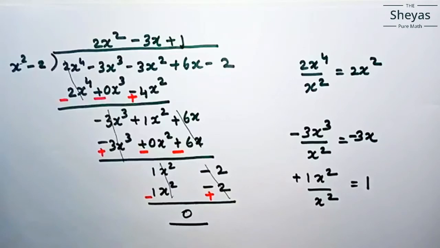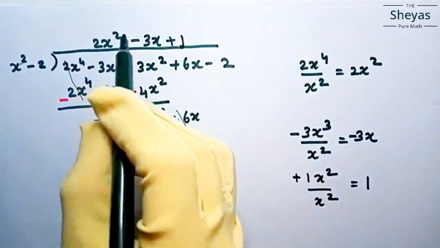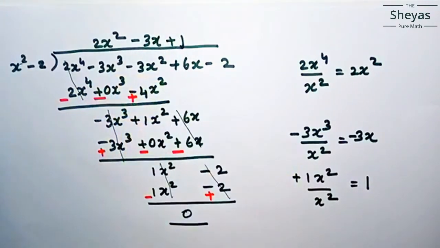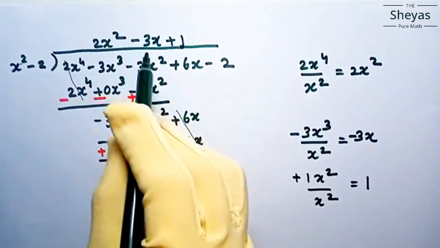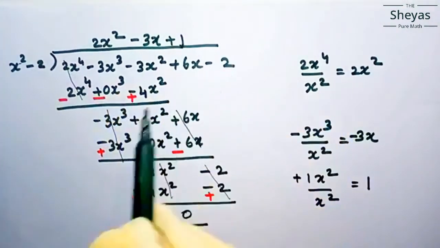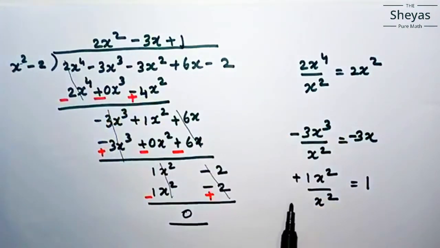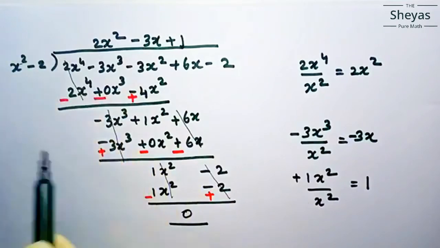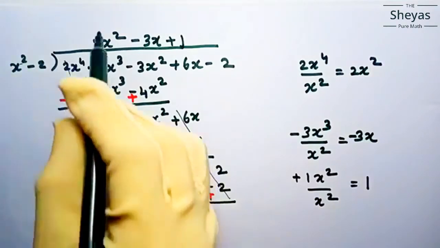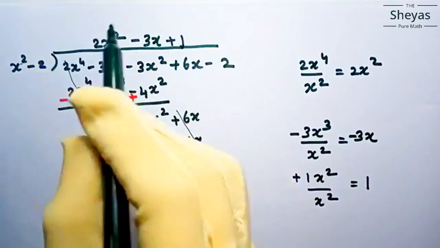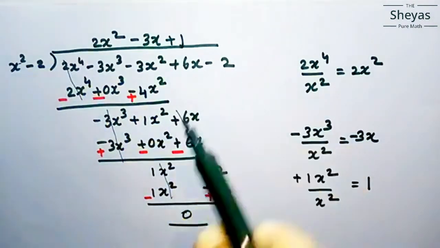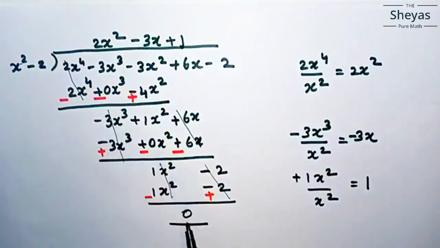So how can you conclude? 2x square minus 3x plus 1 is a factor of this polynomial because you are getting the remainder 0. We already know that x square minus 2 is a factor. Now we are getting one more factor. 2x square minus 3x plus 1 is a factor of the given polynomial because we are getting the remainder 0.